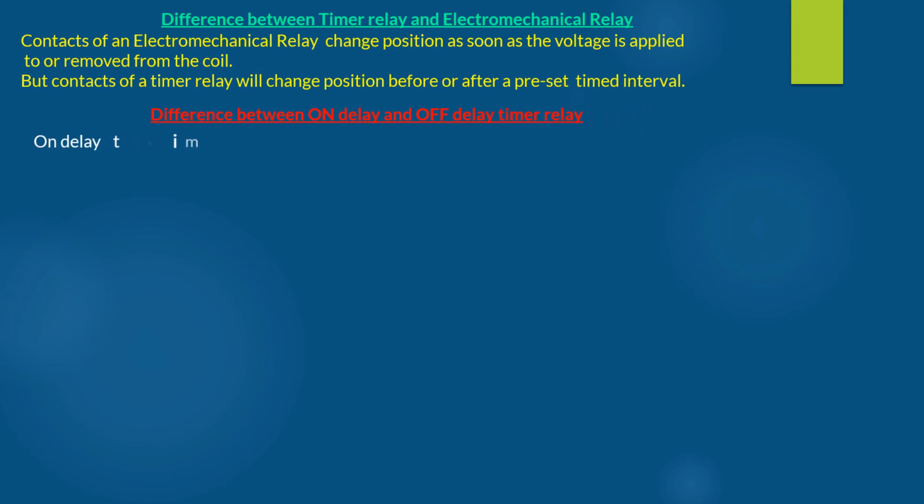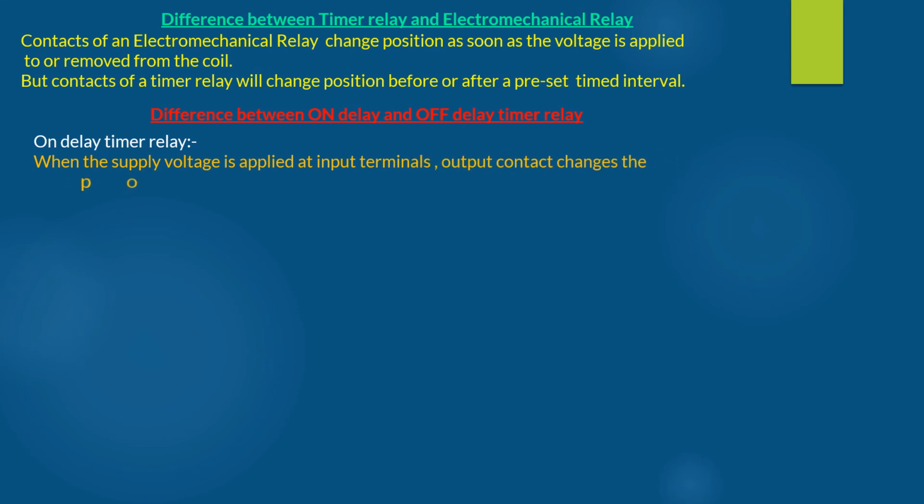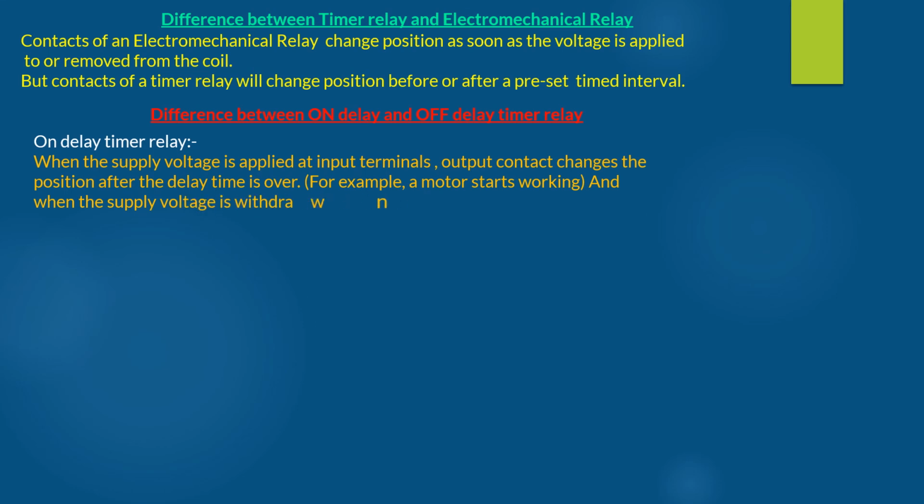On delay timer relay. When the supply voltage is applied, the output contact changes position after the delay time is over. For example, a motor starts working, and when the supply voltage is withdrawn after the time interval, the output contact turns back to the first position and the motor stops.